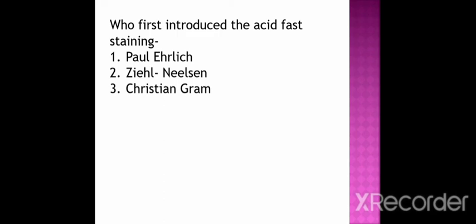Who first introduced the acid-fast staining? Option 1 Paul Ehrlich. Option 2 Ziehl-Neelsen. Option 3 Christian Gram. And the correct option is Paul Ehrlich.